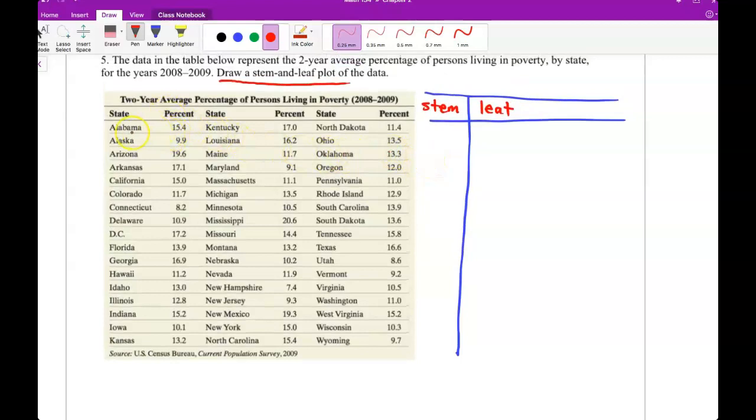For example here, for Obama we have 15.4. That 15 is here in the left column for the stem. 9.9, 9 is here. 19.6, 19 is here. 17.1, 17 is here. So I'm writing all these numbers here in order.